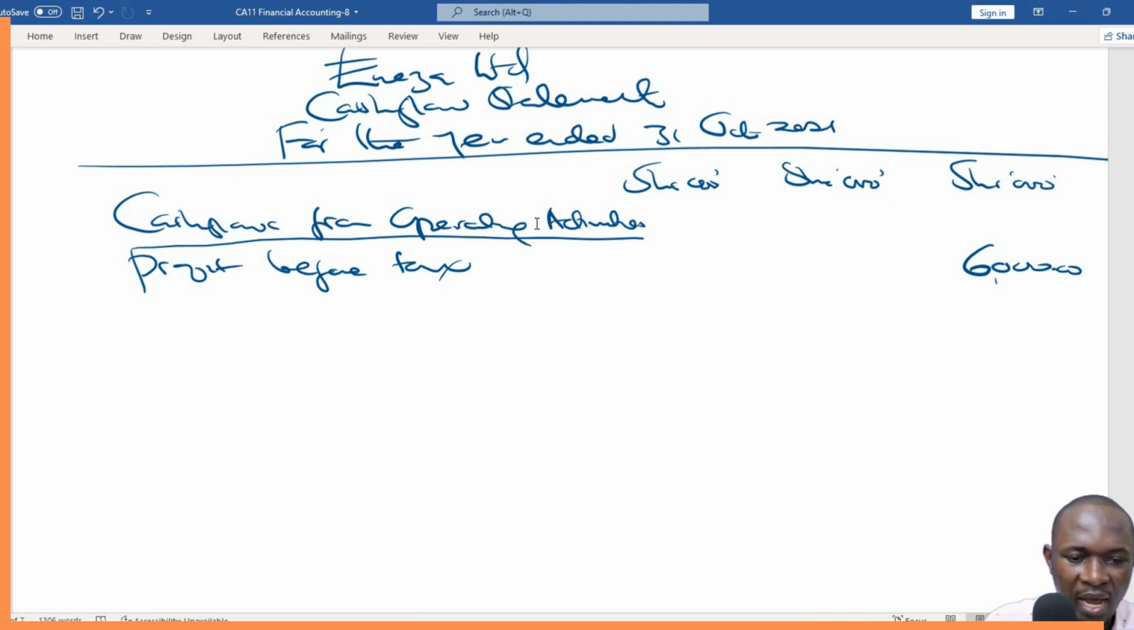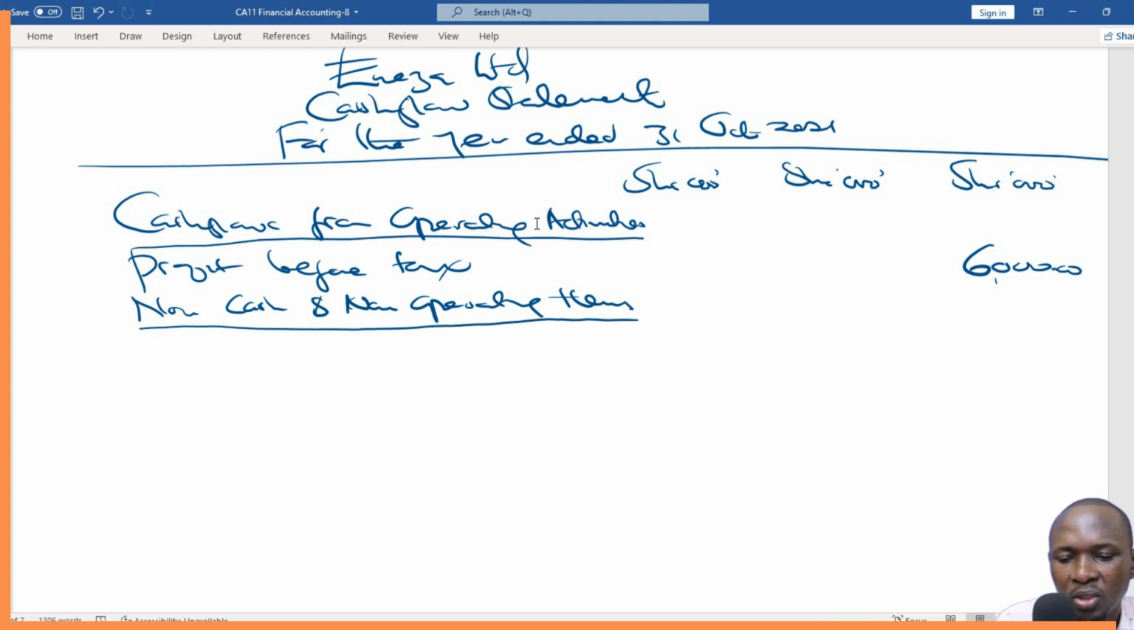Then we add or subtract. Basically, we'll talk over non-cash and non-operating items. Remember we said that cash flow is all about cash movements. So anything that doesn't involve cash movement, we are going to basically return it here if it had been deducted in the P&L account. So we'll be returning it here.